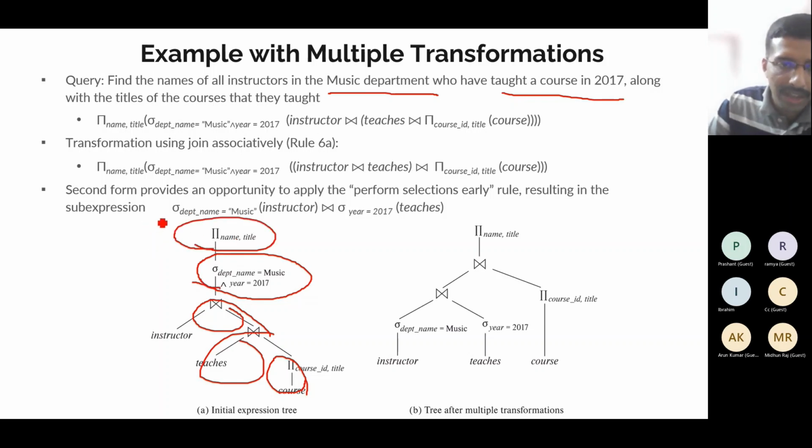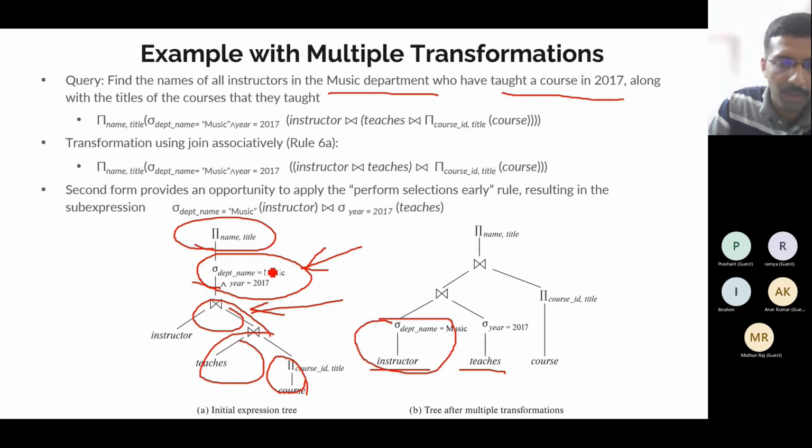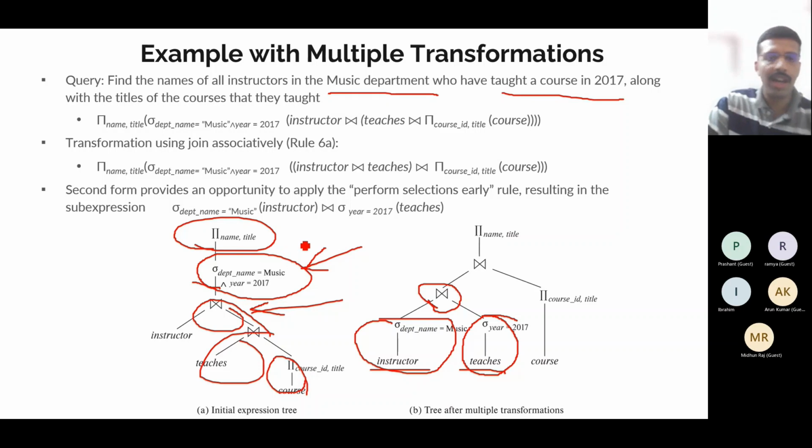But as I told earlier, when I do the select towards the last, the number of records on which I am doing the join will be very high. So it would be better to do the selects earlier. I know that department name is applicable for instructor and year is applicable for teachers. So I will first select instructors using department, and I will select teachers who have taught in the year 2017. Then I will join them so that at this point I will have fewer entries. Again, in this case, the second option will execute more efficiently compared to the first case.